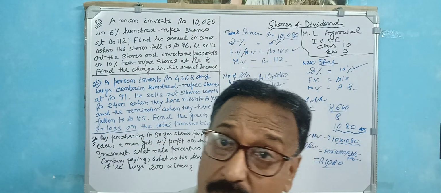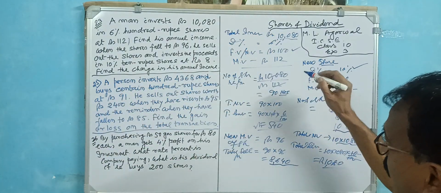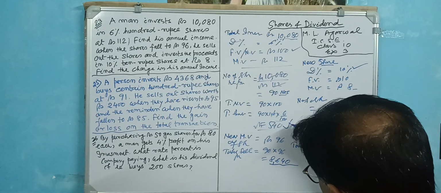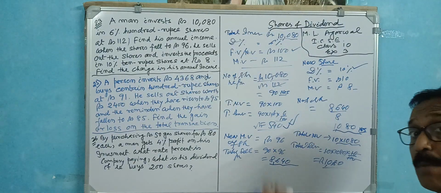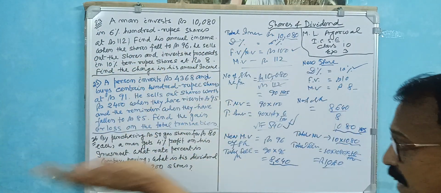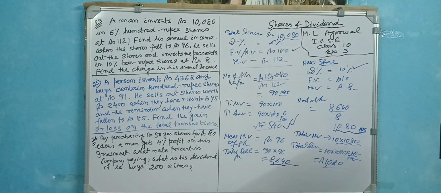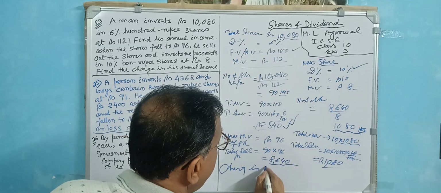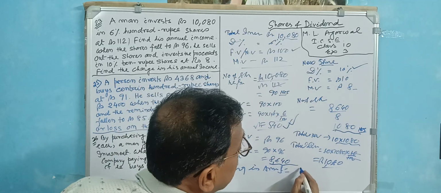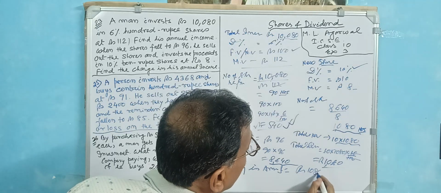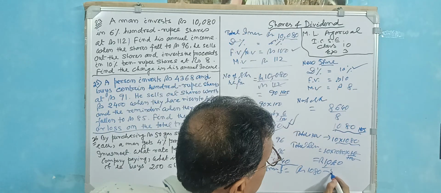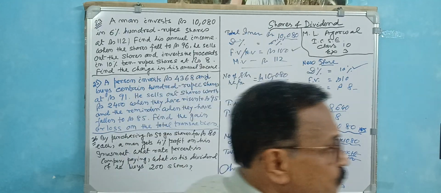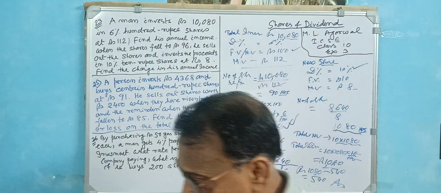Find the change in annual income. What is his annual income? This is his annual income the previous year. Now you sell it and reinvest in this company, and the annual income is this. So what is the change in annual income? It is now 1080 minus the previous 540. This is the change in income. Is that clear?